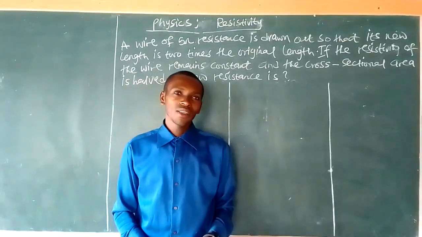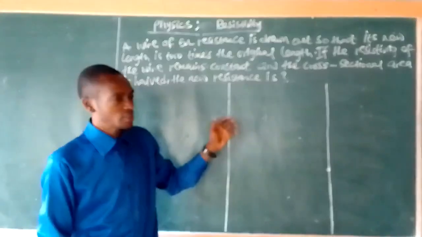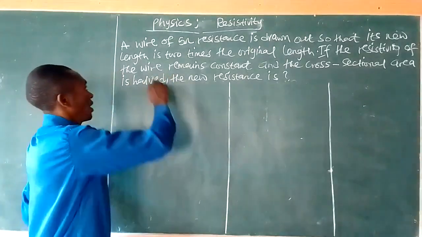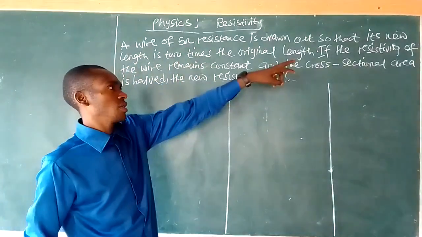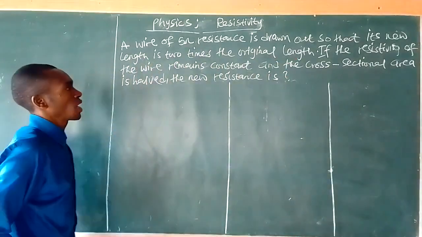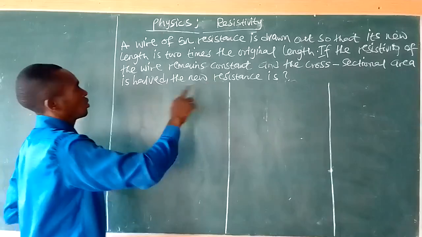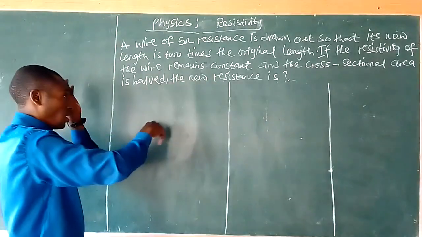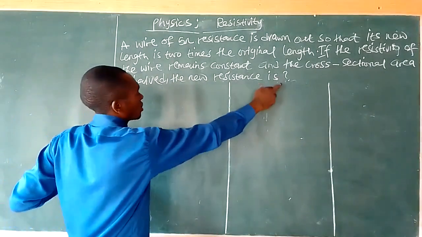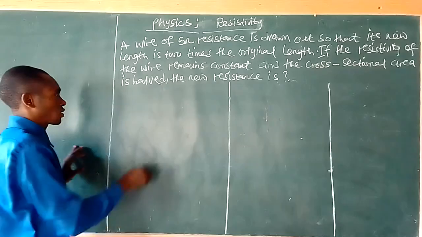Today we are going to be looking at a problem on resistivity. Now the question here says a wire of 5 ohms resistance is drawn out so that its new length is 2 times the original length. So if the resistivity of the wire remains constant and the cross-sectional area is halved, now the new resistance is, so I have to look for the new resistance.